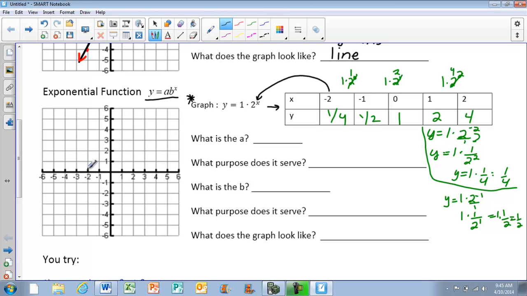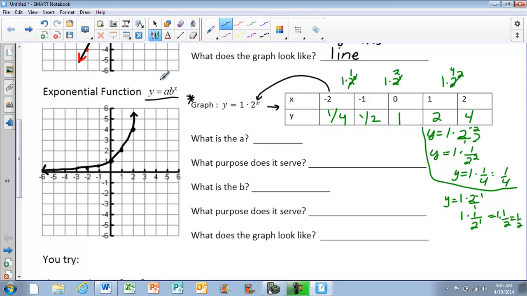So negative 2 and 1/4, negative 1 and 1/2, 0, 1, 1, 2, and 2, 4. So now if we connect those, we have a curved line. And this line is going to go on beyond, but it's never going to really cross that x-axis. So we have a curved line.